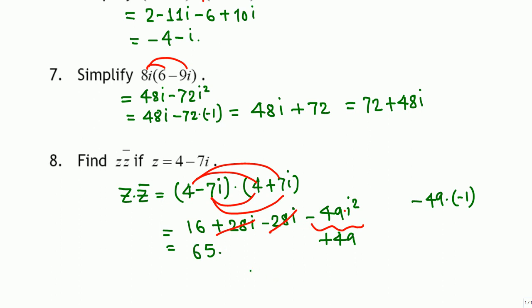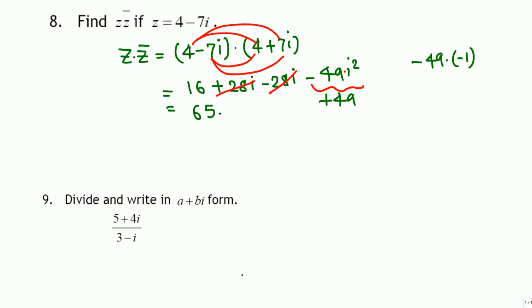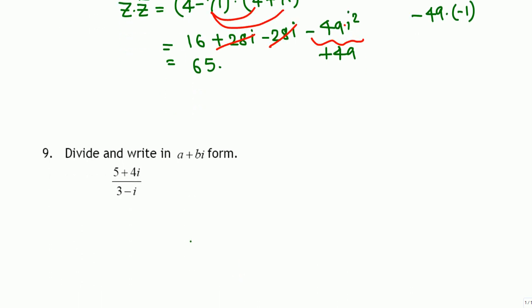Final. Let's go down to number 9. We need to divide and write this fraction in the standard form of a complex number, a plus bi. Whenever we have a fraction, to get rid of i from the bottom, we multiply top and bottom by the conjugate of the bottom. 3 minus i, its conjugate is 3 plus i. Same thing on the bottom, 3 plus i.